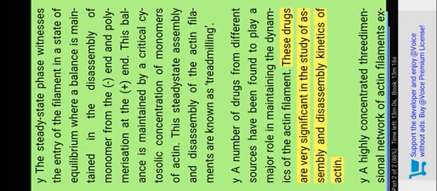Why a number of drugs from different sources have been found to play a major role in maintaining the dynamics of the actin filament. These drugs are very significant in the study of assembly and disassembly kinetics of actin.